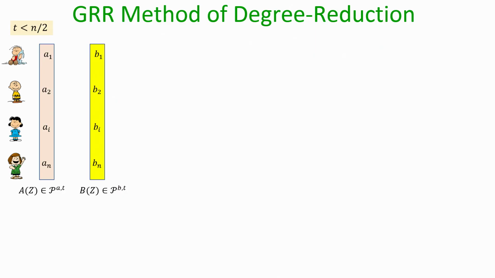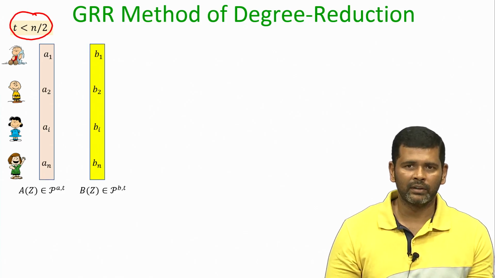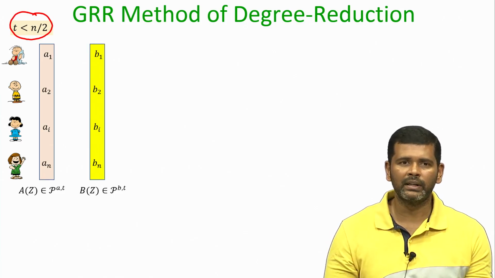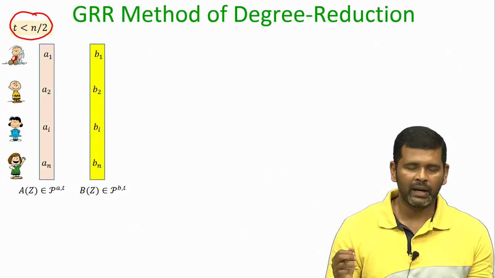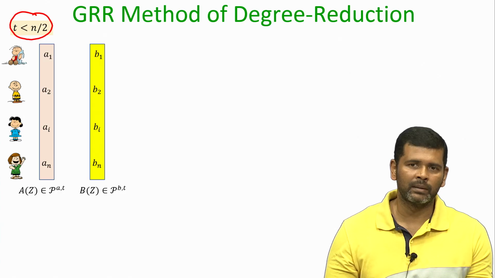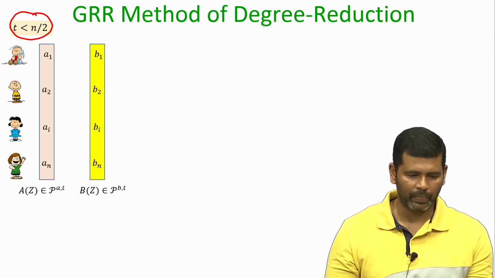Okay, so let me explain the GRR degree reduction method again. This will require t to be less than n over 2. And as I said earlier, this is a necessary condition not only with respect to the GRR degree reduction method. Later on we will prove formally that for any generic MPC protocol, if you want to evaluate securely a multiplication gate, we need this necessary condition of t less than n over 2.